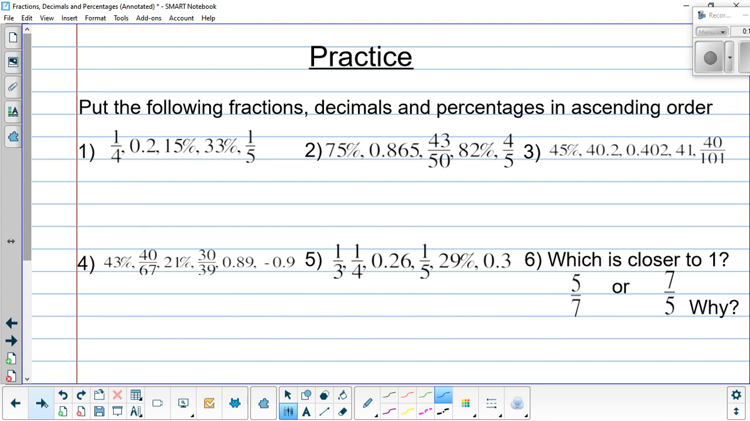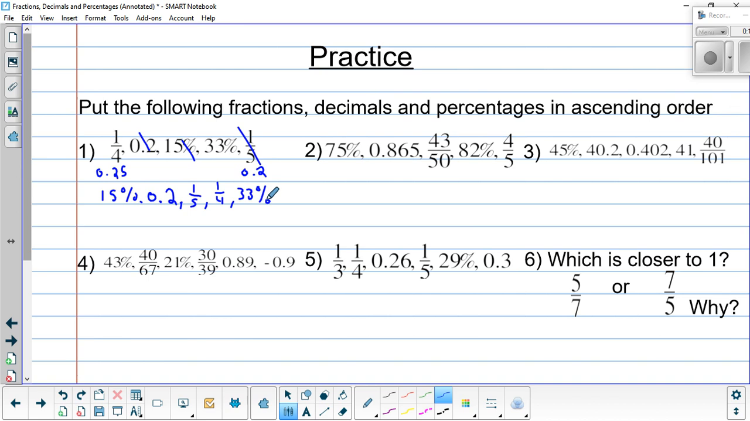Okay, so welcome back. Let's quickly go through these. Very quickly, we're going to see that this is 0.2. I'm not going to convert them all, just the fractions, because I can kind of visualize the other ones. Here, I know that my smallest is 15%. Then I have 0.2, 1/5, 1/4, and then 33%.